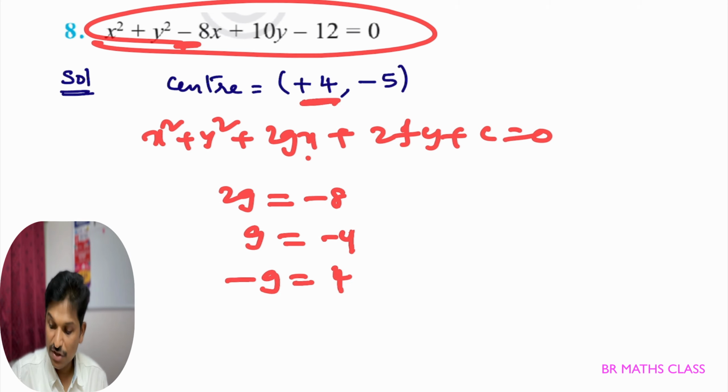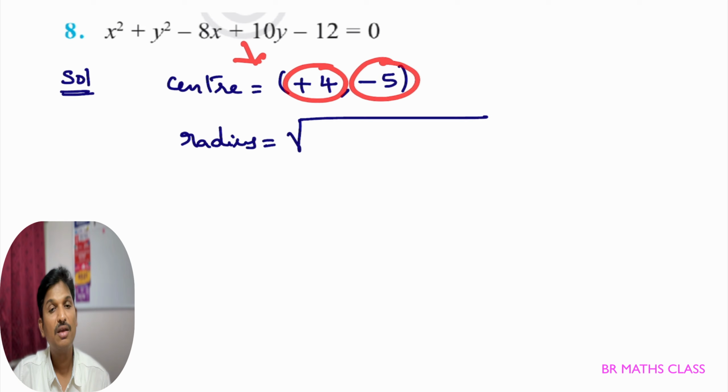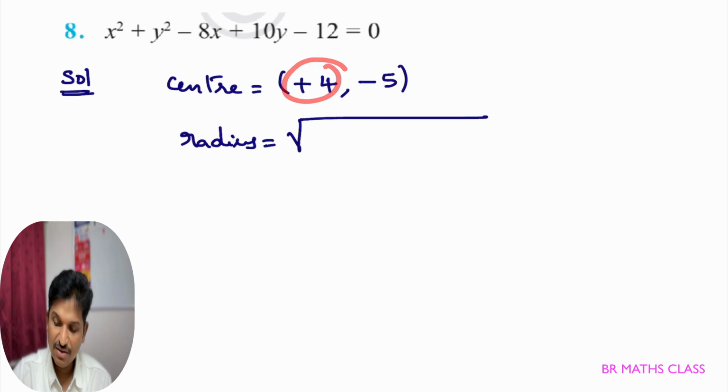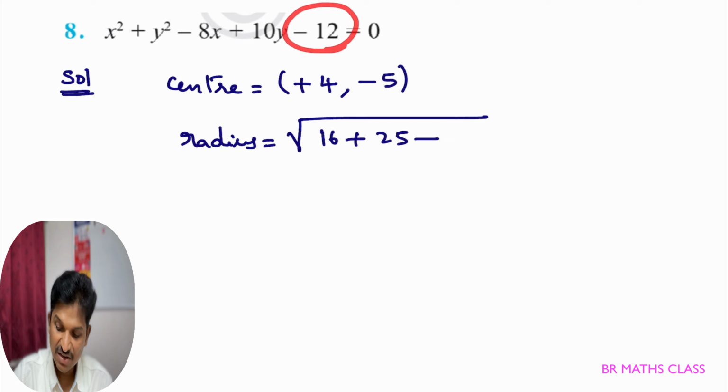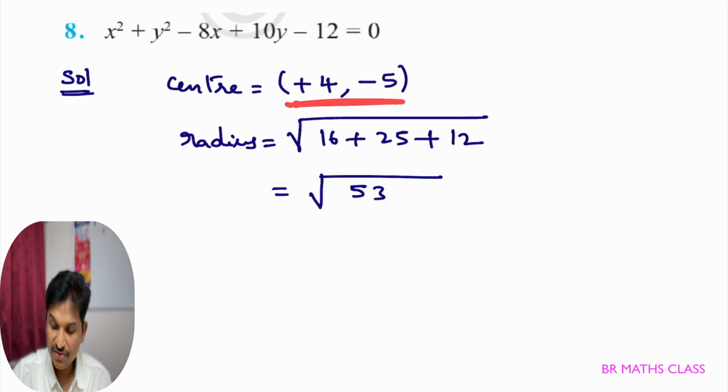For this circle, center formula is minus g comma minus f. I hope you are understanding, right? So you just square this, you will get g square. You just square this, you will get f square, right? g square plus f square minus c. c is minus 12, minus of minus is plus 12. Okay, 16 plus 12 is 28. 28 plus 25 is 53. So for this circle, center is 4 comma minus 5, radius is root 53.